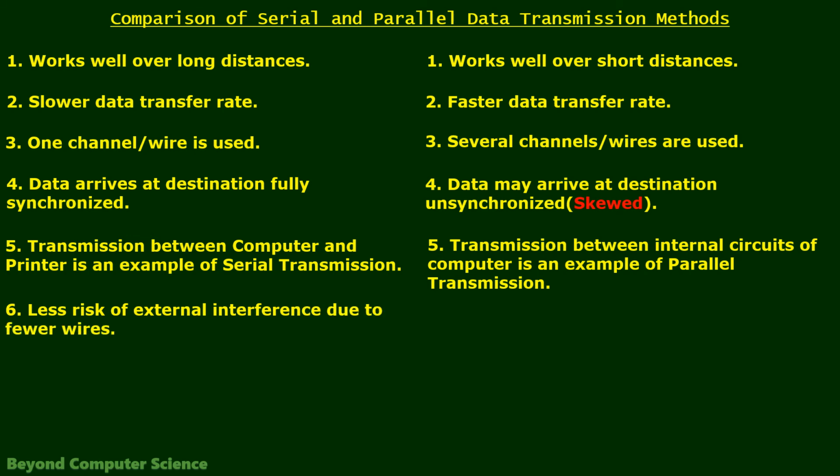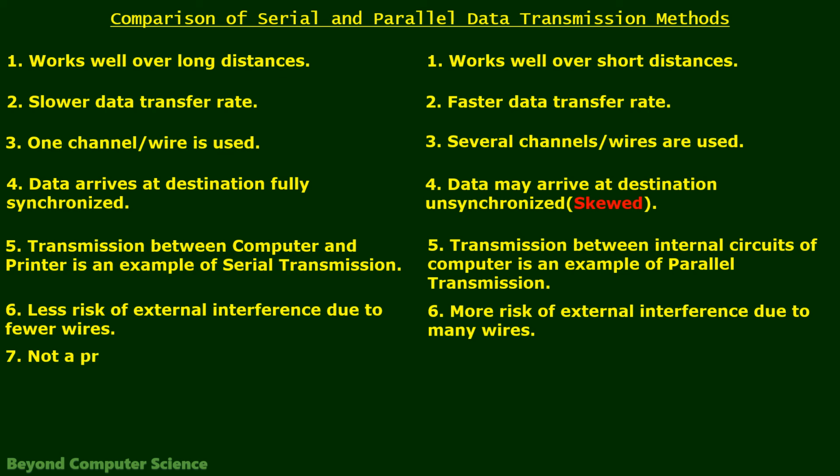Less risk of external interference due to fewer wires. Sometimes the wires may change the data in other wires. In parallel transmission, the wires may change the data in the other wires because some signals in the wire are so strong they can convert a 1 traveling through one wire into a 0, or a 0 into a 1. So external interference is another problem we face in parallel transmission, but not in serial transmission because serial has only one wire.